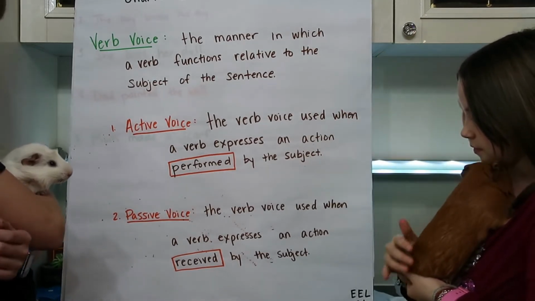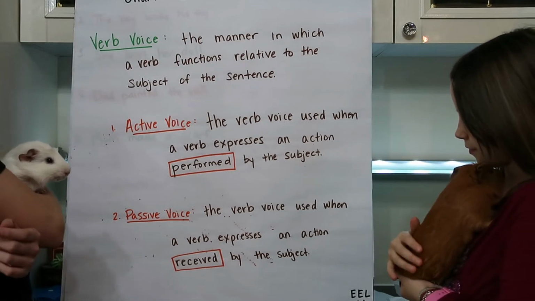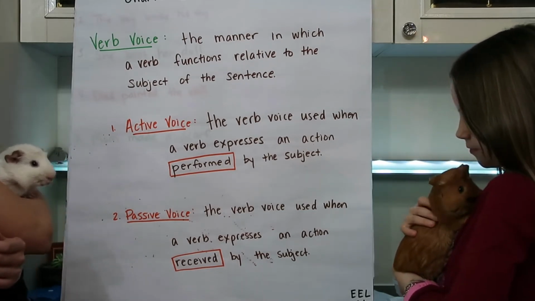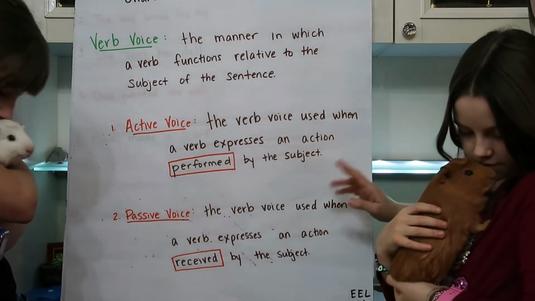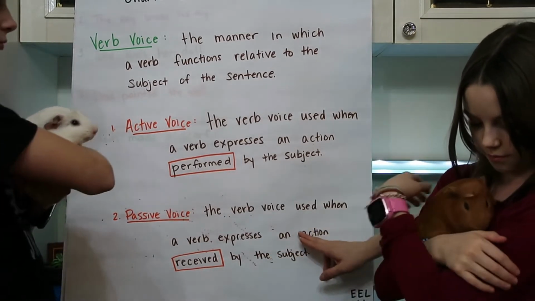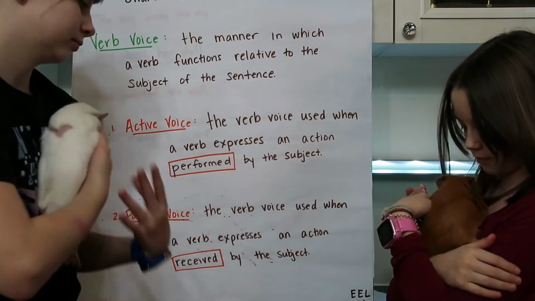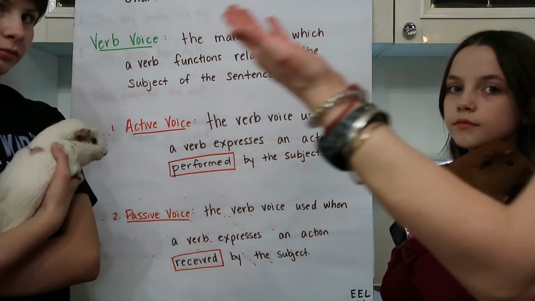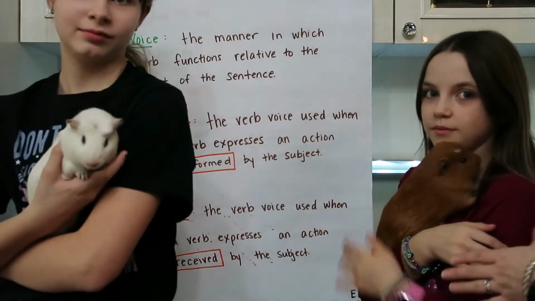Annalyn, can you read passive voice, please? The verb voice used when a verb expresses an action received by the subject. Good. So now the verb is being received by the subject. The subject isn't doing the thing. So we'll introduce you guys to Sammy and Cinnamon, their little loves.